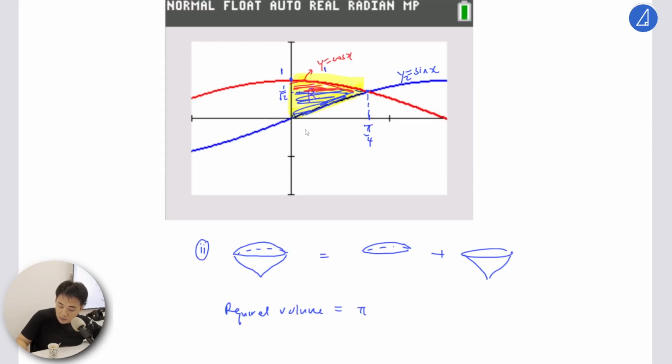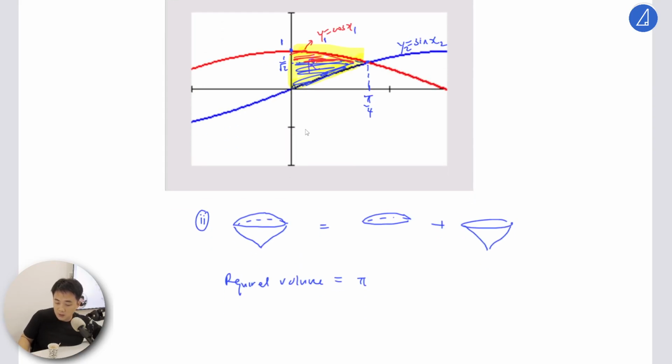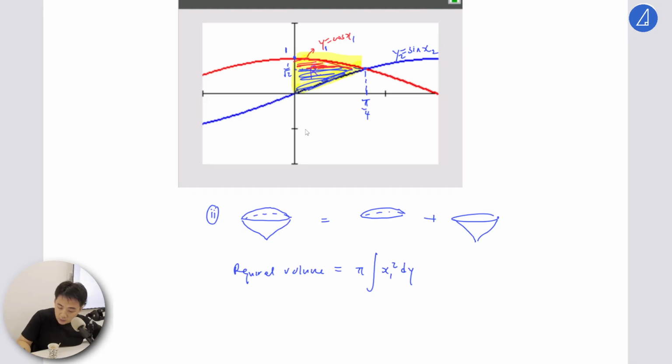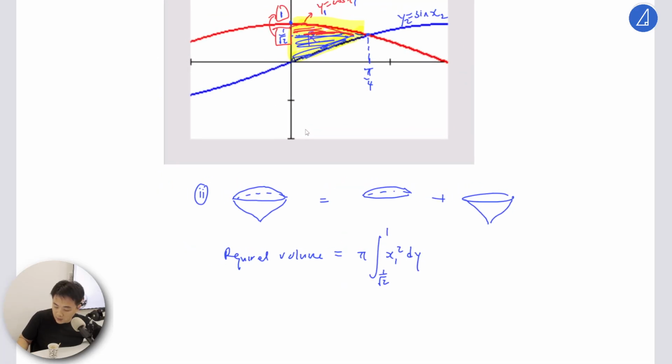Same thing, I'm going to use x1 and x2 here. So for the red color is x1, right? So it's pi, dy, so it's pi x1 squared. So in this case, the boundary will be from 1 over root 2 to 1. Okay, so the starting point will be 1 over root 2 to 1. Whereas for the one below there, we pi from 0 to 1 over root 2. You don't have to use the exact formula, but I'm using exact formula just to practice. Then this will be x2 squared dy.